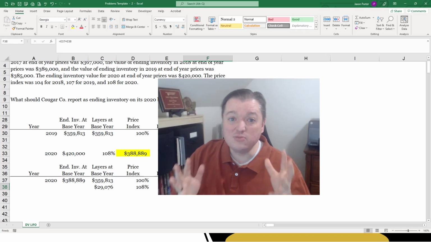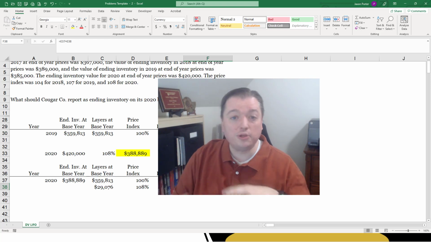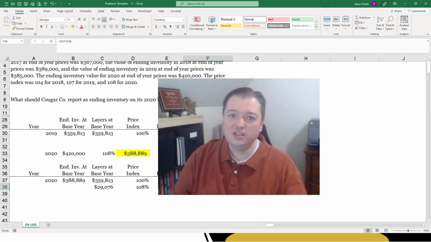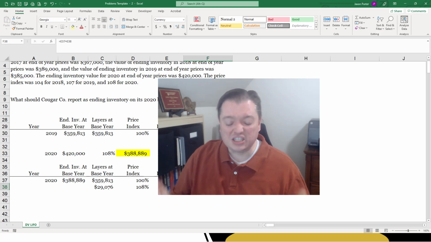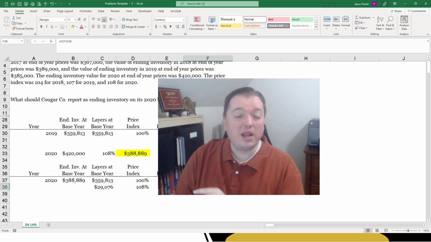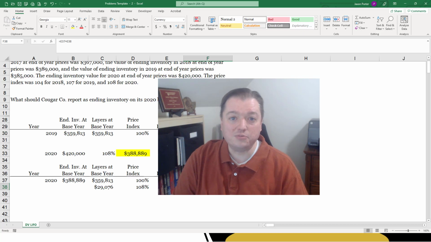Again, it seems really complicated when you're trying to do multiple years at once. But if you just look at the time it took us to do 1 year, this is a pretty fast calculation, especially with computers and databases now that will calculate our price indices and our ending inventory at current year prices so fast and easy. Hopefully all of that makes sense and you're ready to go doing dollar value LIFO problems moving forward.